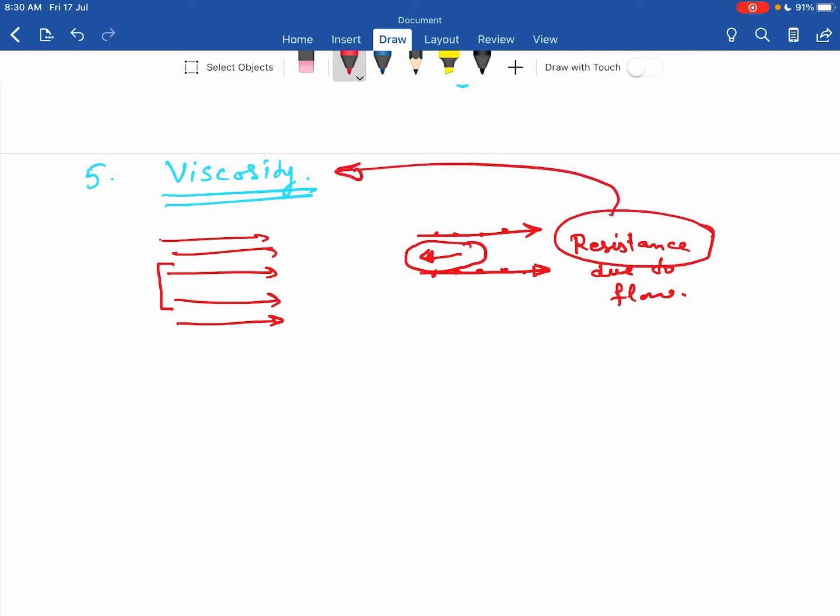Okay. Now let us say the bottom layer is moving with some velocity u. The upper layer is moving with some velocity u plus du. The distance between these two layers is say dy.